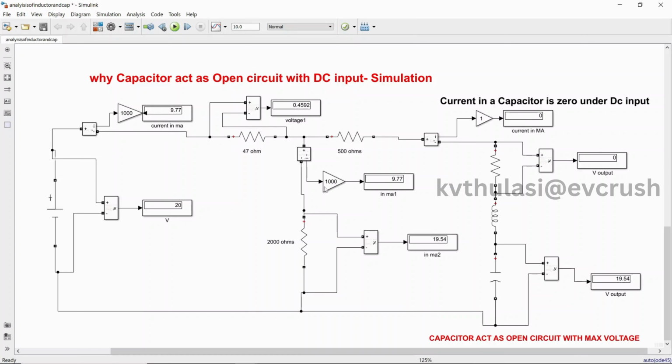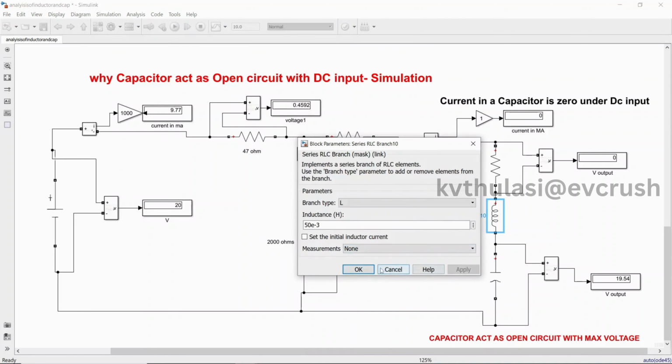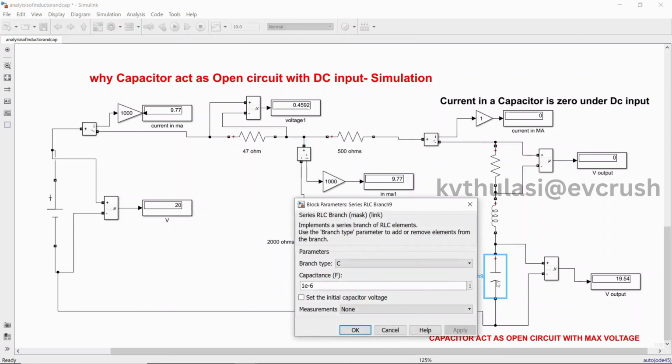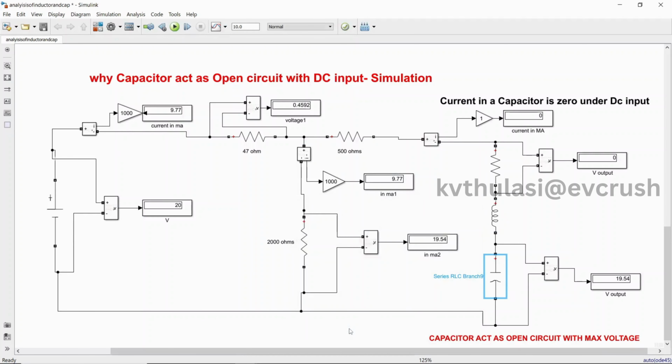This is a 2000 ohm resistor, and this is a 500 ohm resistor. The theoretical analysis of this circuit is already done on our channel under the name mesh and nodal analysis. You can see the theoretical calculation as well as the simulation. This is a 47 ohm resistor, this is a 2000 ohm resistor, this is a 500 ohm resistor, this is a 500 ohm resistor, and this is a small inductor injected to nullify the leakage currents, and this is the capacitor with a value of 1 microfarad.